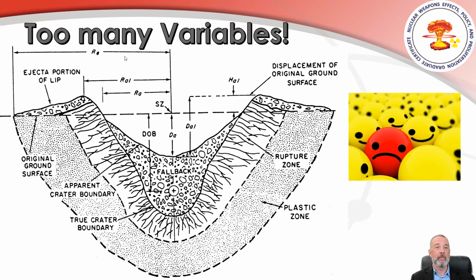So this is a diagram in your book, and this diagram has a ton of variables. It's got too many variables, in my opinion, for what we need. We only need 3 things off of here. We need DOB, or depth of burst. We need DA, which is the apparent depth of the crater. That is, after everything is all said and done, how deep are we measuring the crater? And then we have RA, which is the apparent radius of the crater, again, after everything is said and done and everything has stopped flying around.